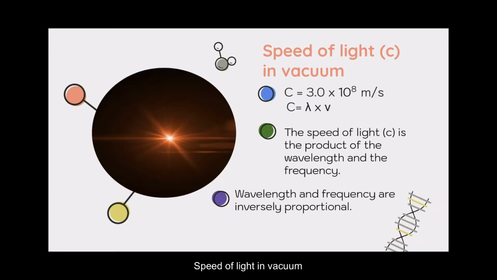Speed of light in vacuum. c is a constant which is equal to 3 times 10 to the power 8. The unit is meter per second, and c is equal to lambda times nu. The speed of light is the product of the wavelength and the frequency, where wavelength and frequency are inversely proportional.